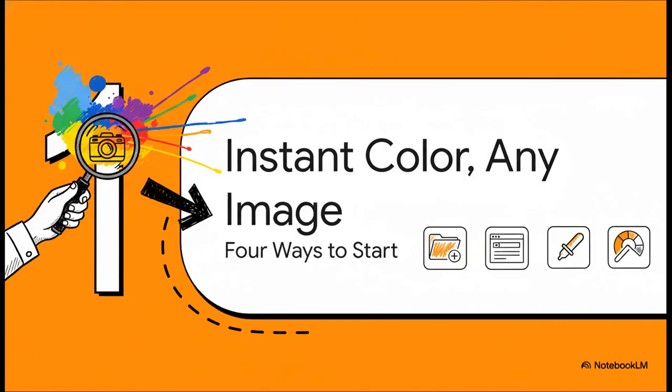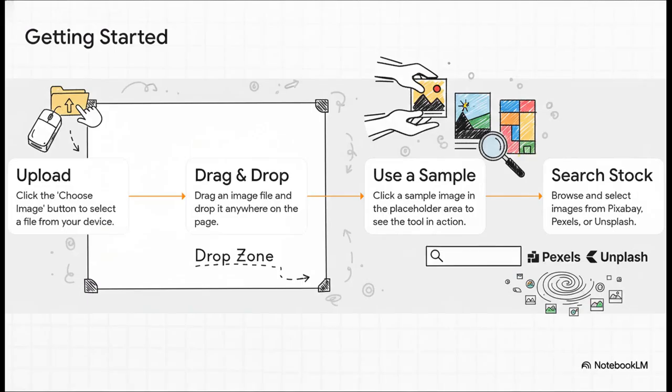The very first thing you'll notice is just how easy it is to get going. There is absolutely zero friction here. You see an image you love, and you can start pulling colors from it immediately because you've got 4 super simple ways to start. The flexibility here is awesome. You can, of course, click to upload a file from your computer, or, even easier, just drag and drop an image right onto the page.